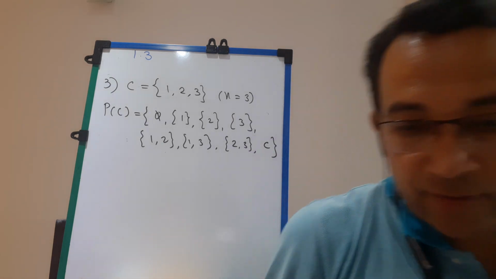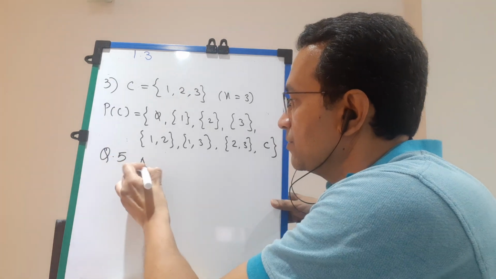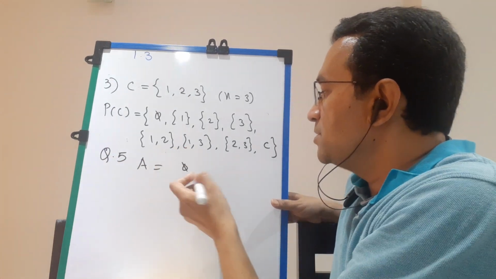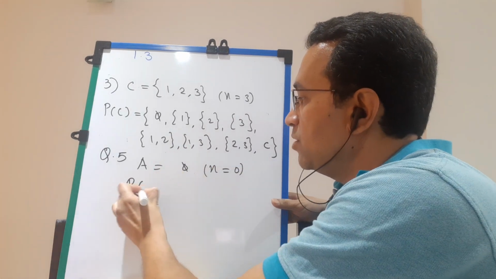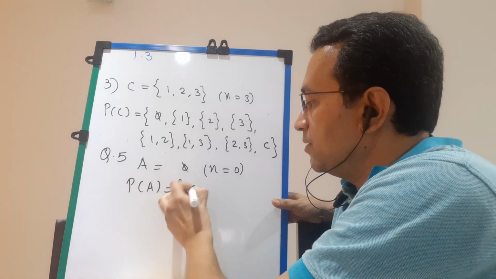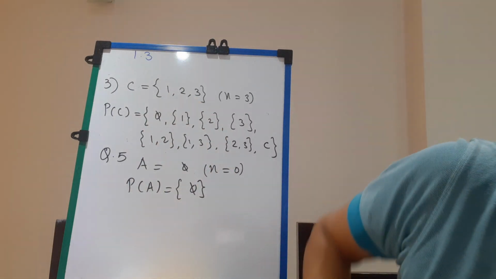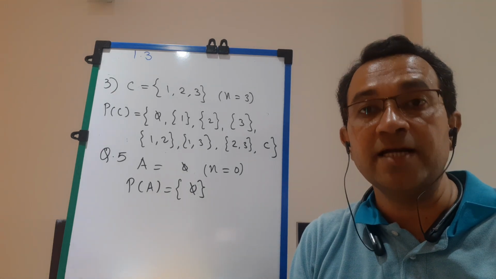So answer 5. If A is equal to the null set, it means no elements, so n is equal to 0. So P of A will have only one element, and that is the null set. So P of A will have how many elements? 1, and that is the null set itself.